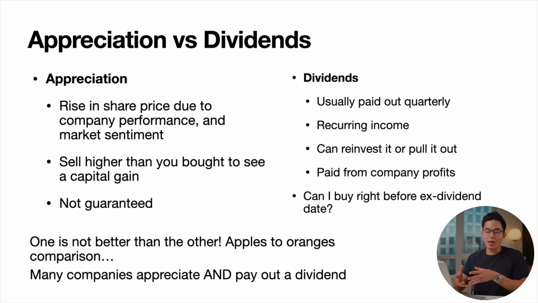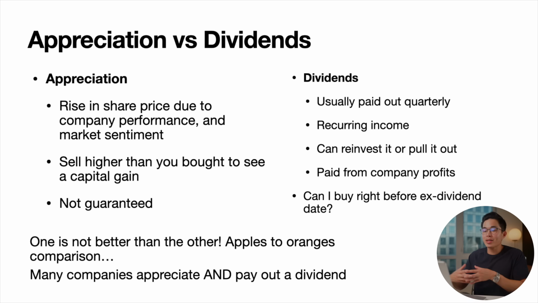I'll say that one is not better than the other, right? It's sort of like an apples to oranges comparison. And the fact is that a lot of stocks actually appreciate as well as pay out small dividends. The reason why some people prefer stocks that don't pay out dividends is because you don't get taxed until you sell. With dividends, this counts as income, so you have to pay taxes. Whereas if you have stocks that only appreciate and don't pay out dividends, you actually don't see any taxable event unless you sell the stock. It's interesting to know that most tech stocks actually do not have dividends and they rely solely on appreciation.